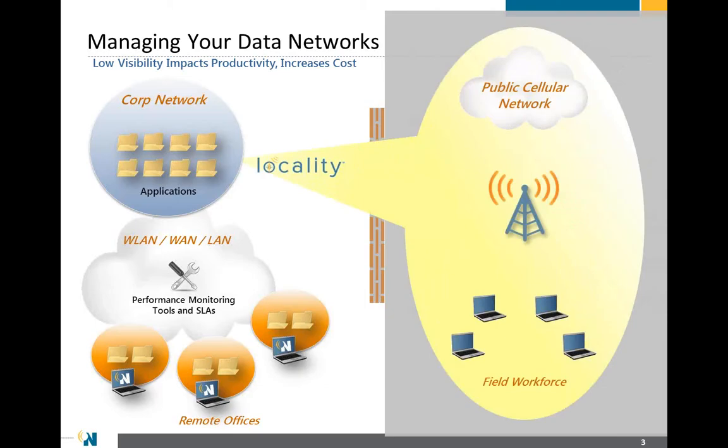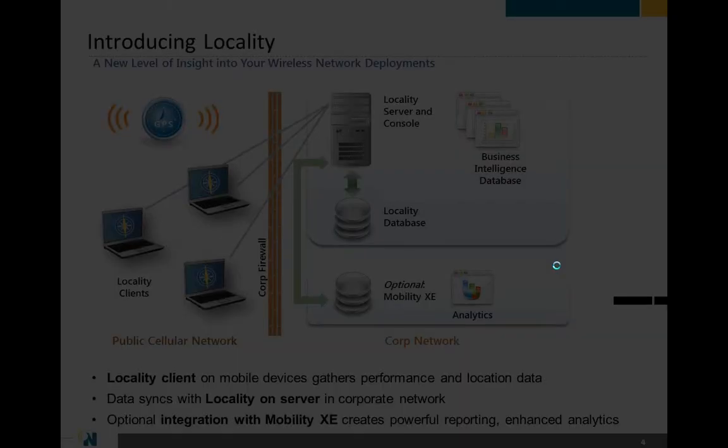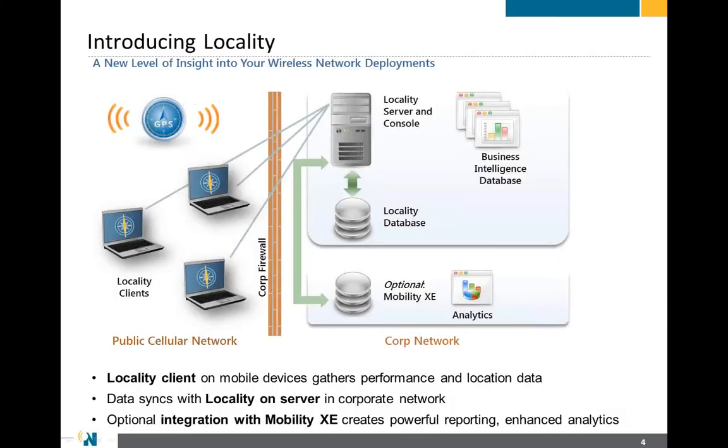The sole purpose of Locality is to give you visibility into your public cellular deployment. So let's talk about what it is literally. In this picture, on the left we've got your clients, your devices in the field, and on the right we have a server. Locality is a piece of client code that resides on the endpoints. It's a small footprint client you would install, with no user interaction, so users don't even need to know it's there. It just runs in the background.